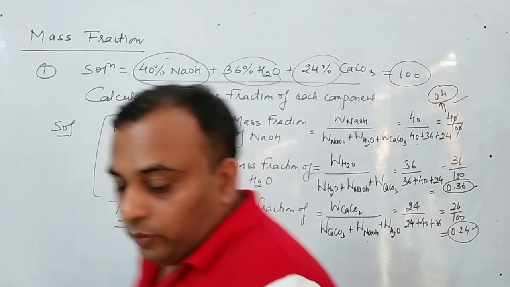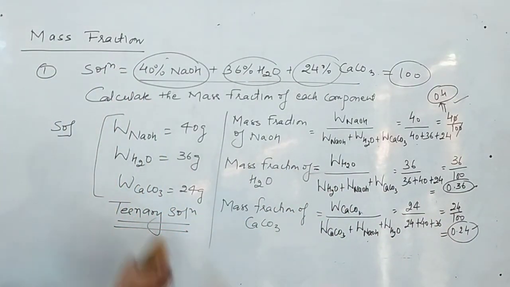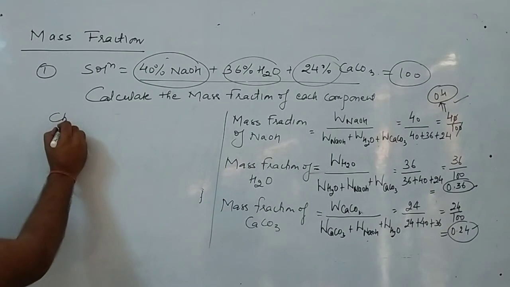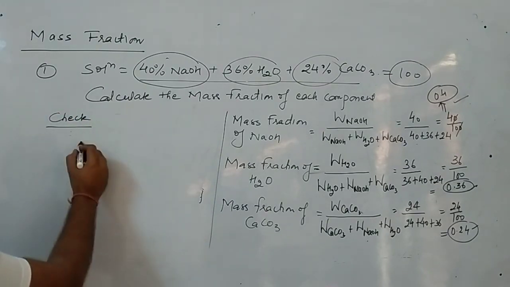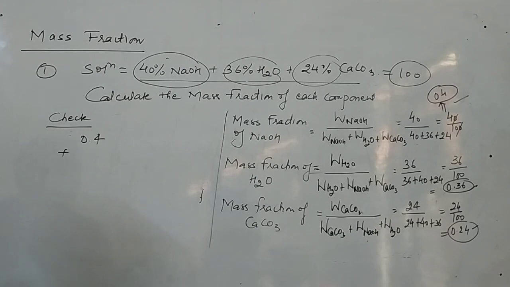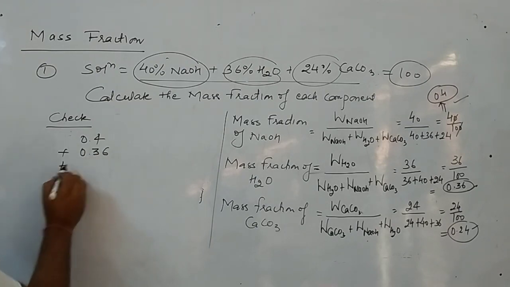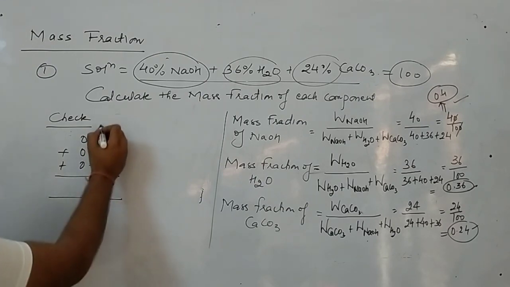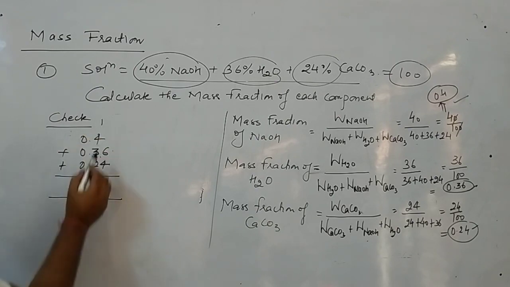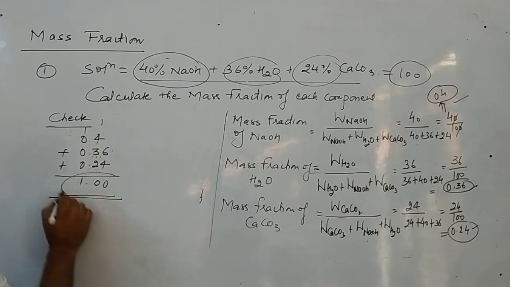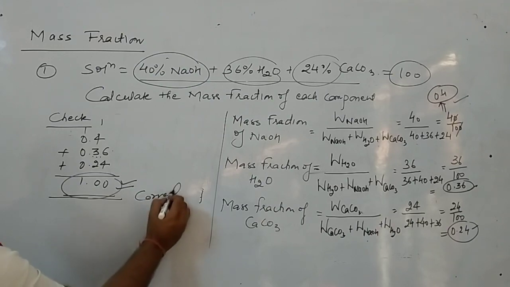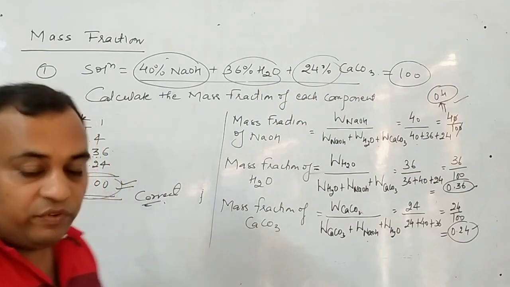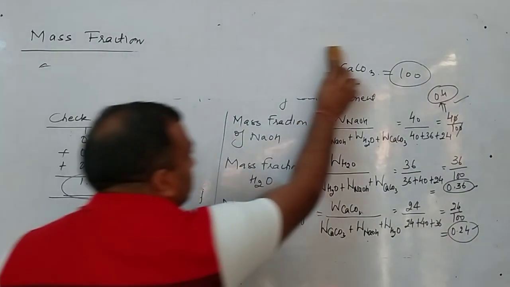Now how will I check that our numerical is correct? Again the same thing: the sum of mass fractions comes out to be 1. So how to check? Just simply 0.4 plus 0.36 plus 0.24. Simply add: 6 and 4, 10, 1 carry. 4, 5, 6, 7, 8, 9, 10, 1 carry, 1.0. So our solution is exactly correct. This we have calculated by using the percentage. Now one more question we will do for that mass fraction. Just see.